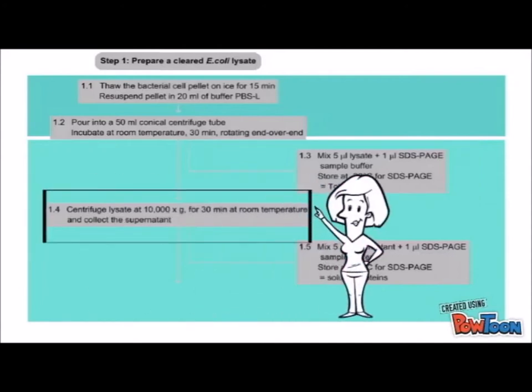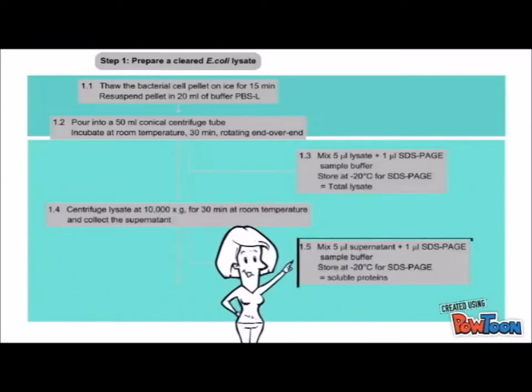For the remaining lysate, we centrifuge at room temperature for 30 minutes. After 30 minutes, we carefully collect the supernatant, also known as cleared lysate, remove 5 microliters of the supernatant, mix it with 1 microliter of the SDS-PAGE buffer and store it at negative 20 degrees Celsius. And this sample consists of soluble GST tag fusion protein.